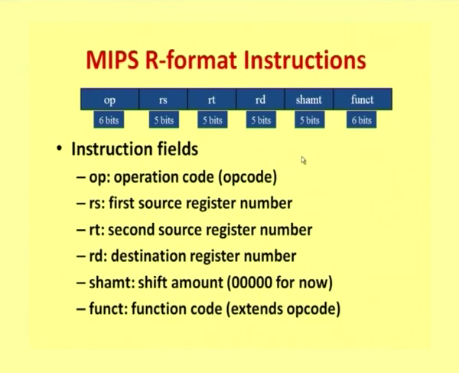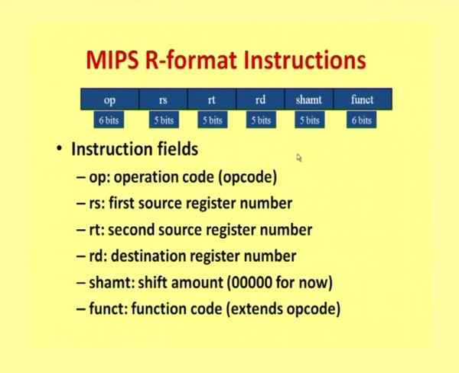So, let us look at the different formats that are used here. There are actually 3 different formats that MIPS uses: an R format, an I format and a J format. In the R format, this is the way it is specified. You will have an opcode which uses 6 bits, then an RS register field, 5 bits, RT 5 bits, RD 5 bits. So, you have 2 source operands and RD, which is the destination register, and then there is a SHAMT field, which is the shift amount, and then there is a function field, which is again 6 bits, which can be used to extend the opcode.